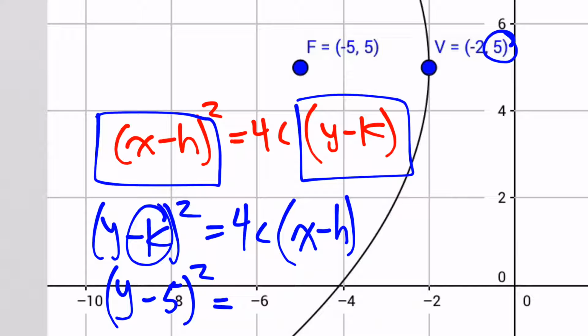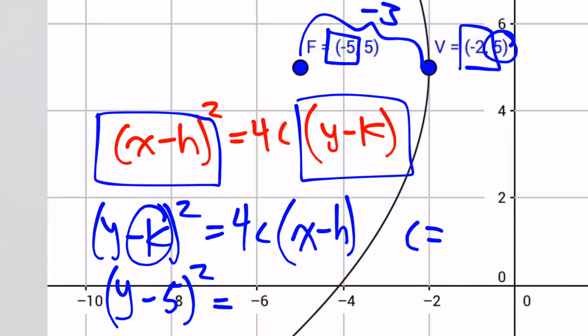So in order to get to the focus, I have to go from the x value of negative 2 over to the x value of negative 5. So I'm going a distance of 3 to the left, so I am going negative 3 to get there because I'm moving in the negative direction. So c in this instance is negative 3 because I went left. Had I gone right to get from the vertex to the focus, I would have had a positive value for c, but I went left, so it's negative.